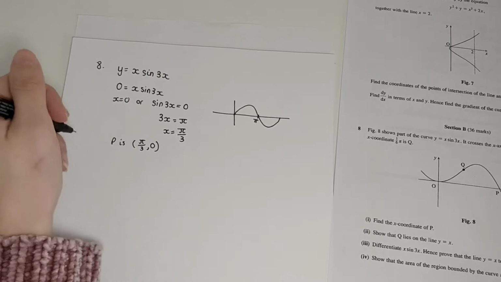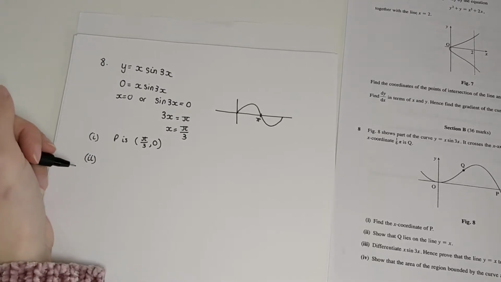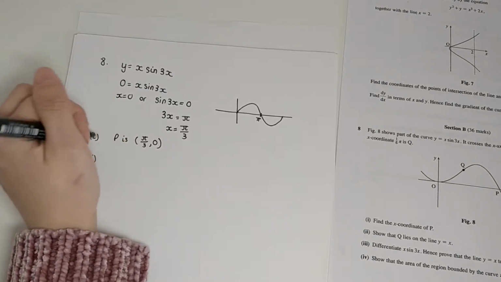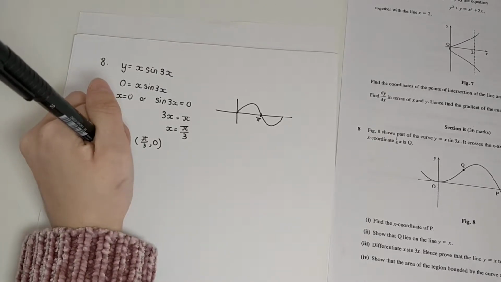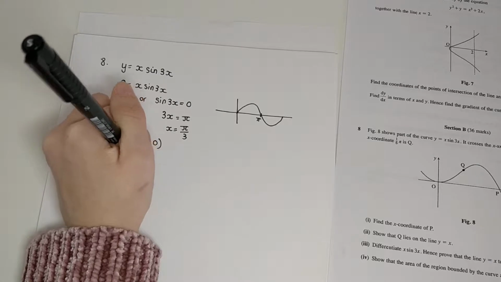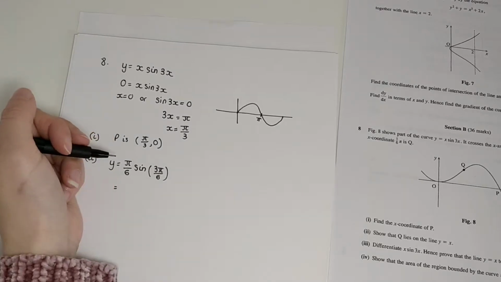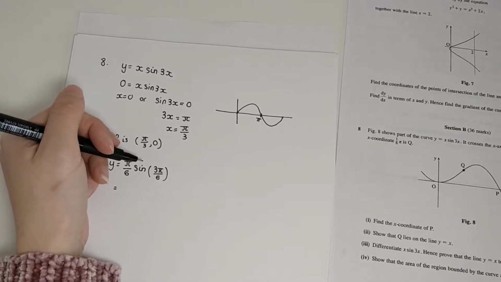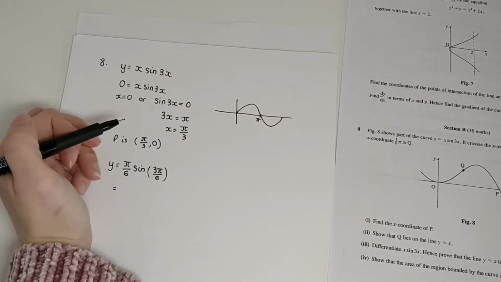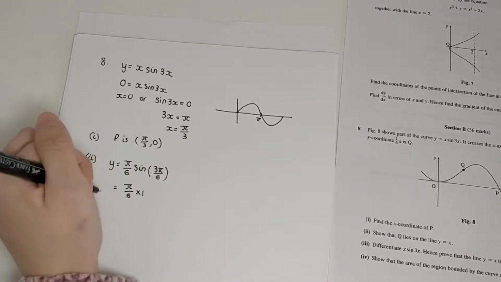Part 2, show that Q lies on the line y equals x. Okay, Q is where x is pi over 6. So y equals, let's substitute the x value in, pi over 6 times sine of 3 pi over 6, that's sine of a half of pi. Half of pi is 90. Sine of 90 is 1. So that equals pi over 6 times 1, which equals pi over 6.